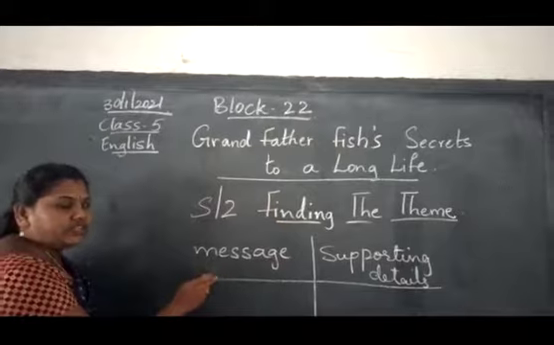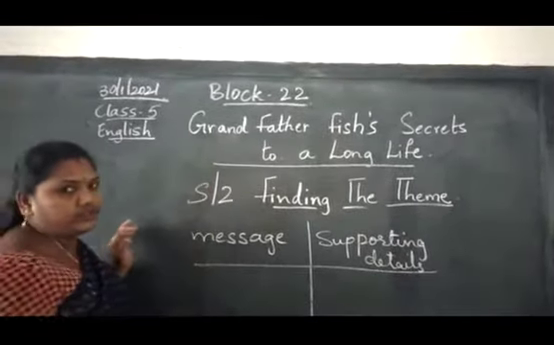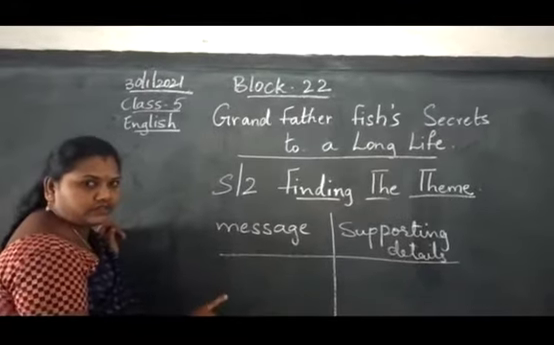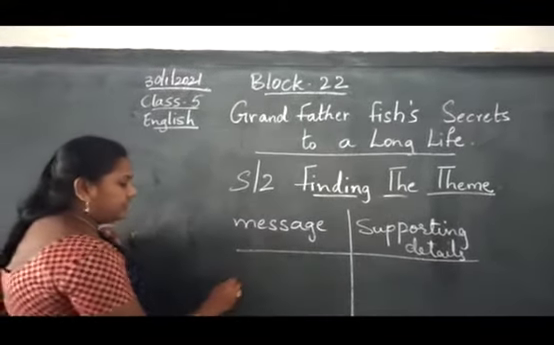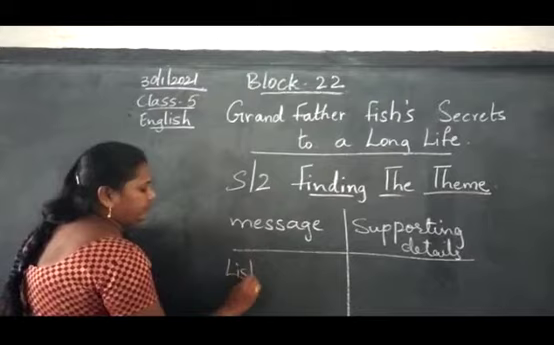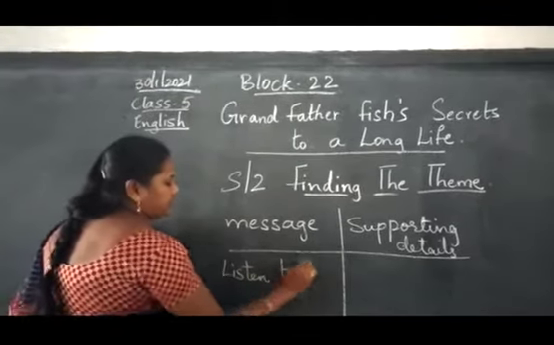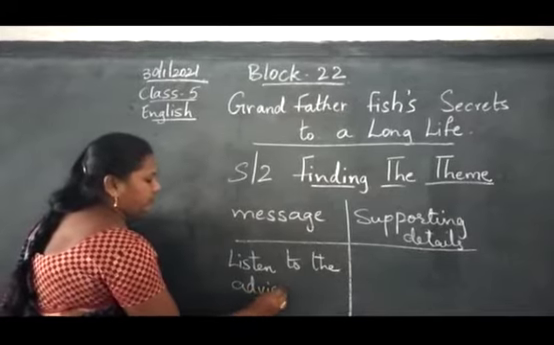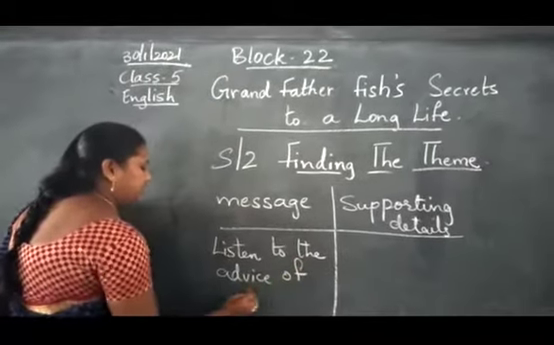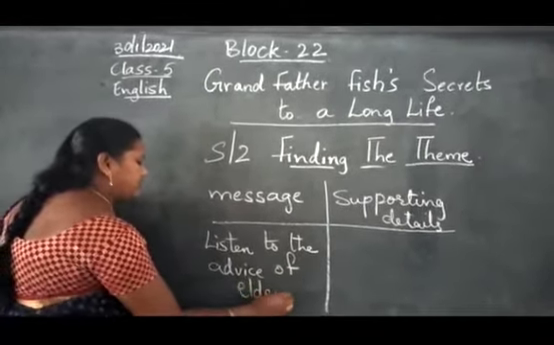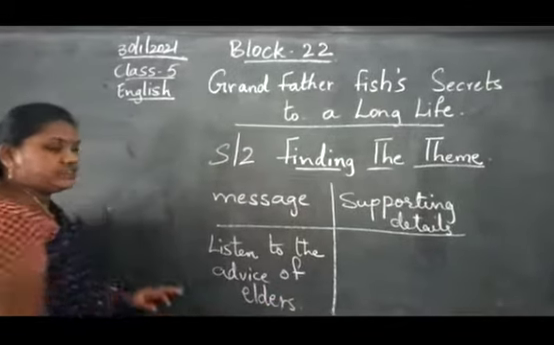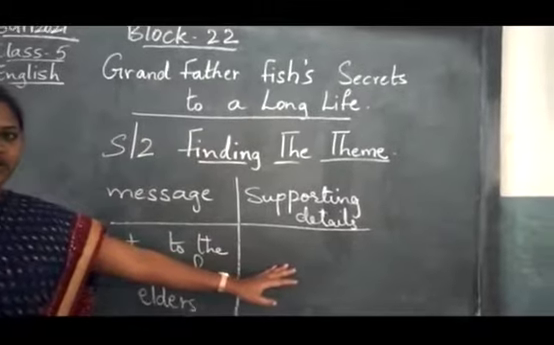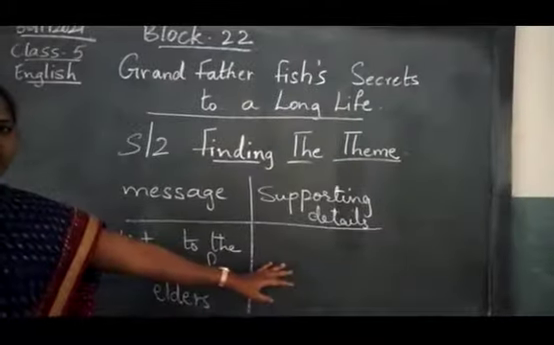For example, what is the message we got through this fable, children? That we have to listen to the advice of the grandparents or any elders. Listen to the advice of elders. This is the message they have given in this fable. And what are the supporting details?